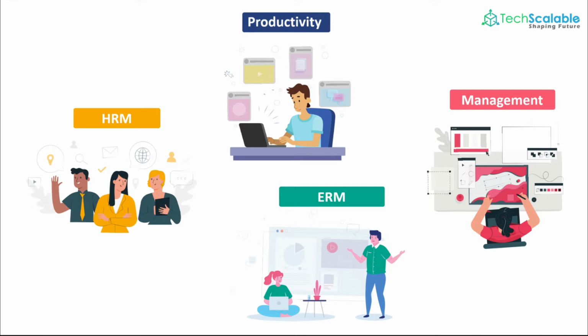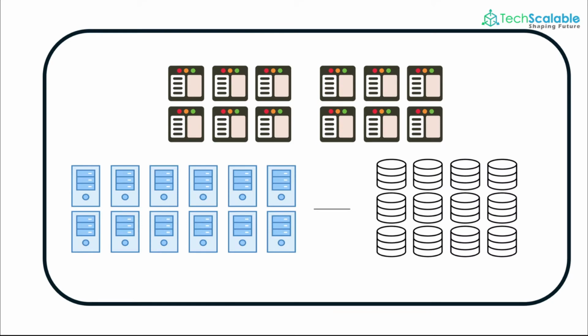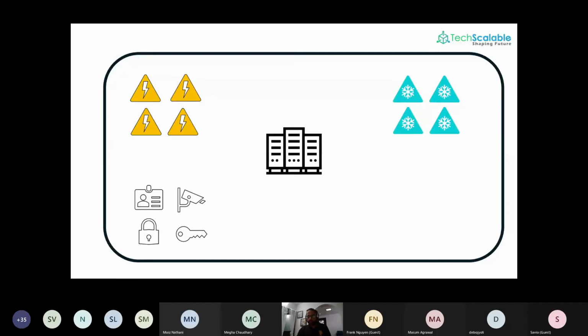Every company wants to be productive. At the same time, the company wants to be as profitable as possible. To do so, they need n number of internal applications. These applications are supposed to be hosted somewhere. To host these applications, you need servers, storage, and network. And you have to take care of the cooling of the data center.